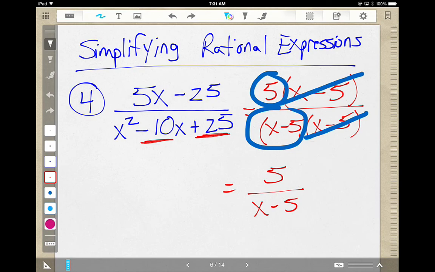And you'll notice that if I only have one factor as a group left over, I don't put the parentheses. You could write it like this. That wouldn't bother me. But typically we don't. We just leave it as x minus 5 because we know that's a group because there's a subtraction. And that would be the simplified form of this expression.